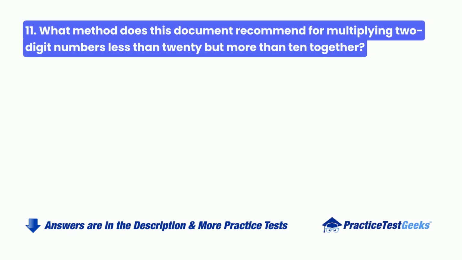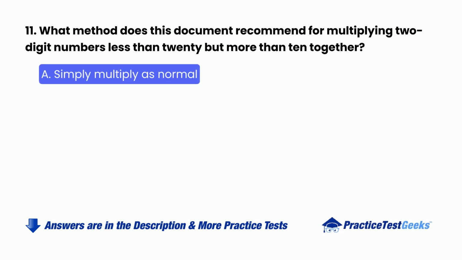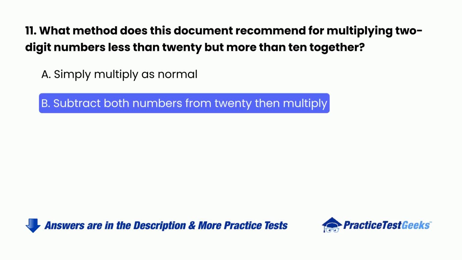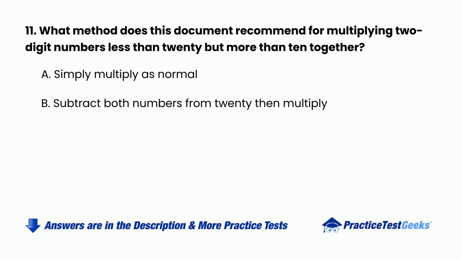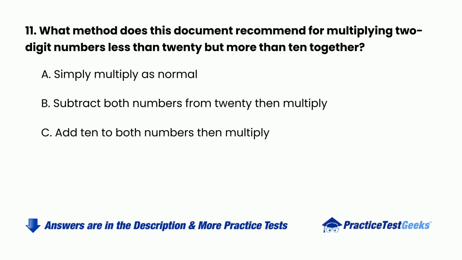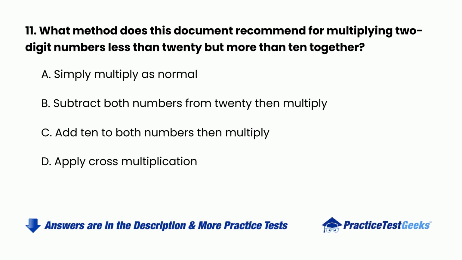11. What method does this document recommend for multiplying two-digit numbers less than 20 but more than 10 together? A. Simply multiply as normal. B. Subtract both numbers from 20 then multiply. C. Add 10 to both numbers then multiply. D. Apply cross multiplication.